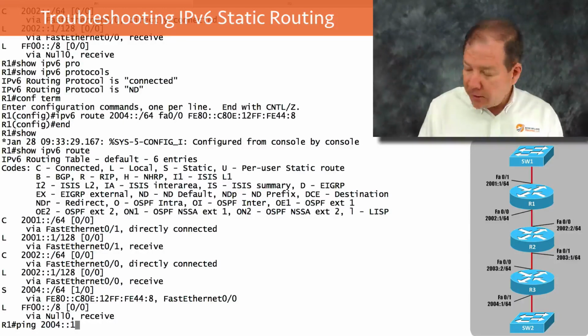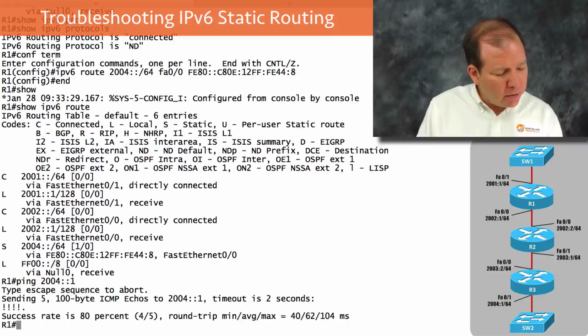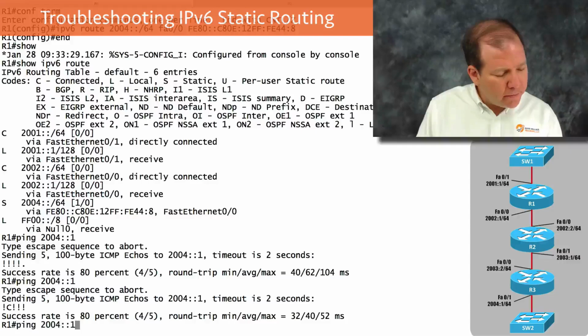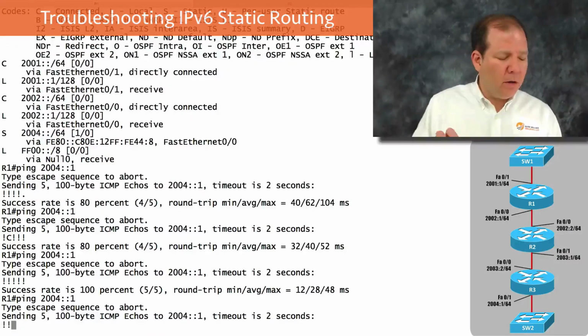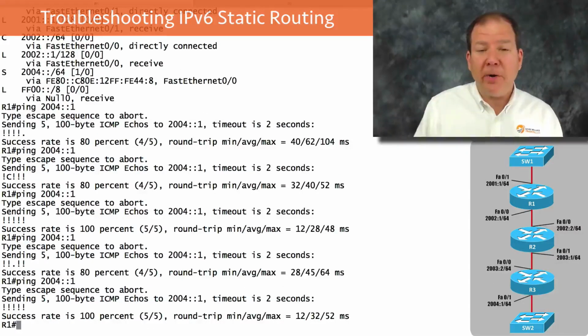Now let's see if we can ping 2004::1, which is Fast Ethernet 0/1 on R3. Looks like we dropped one packet. Let's try again. There we go. Yeah, it looks like we're dropping some packets. Something else is going on in the network, it looks like, but we do have connectivity, and we are successfully pinging that interface off of R3 thanks to our manually configured, our statically configured IPv6 route.